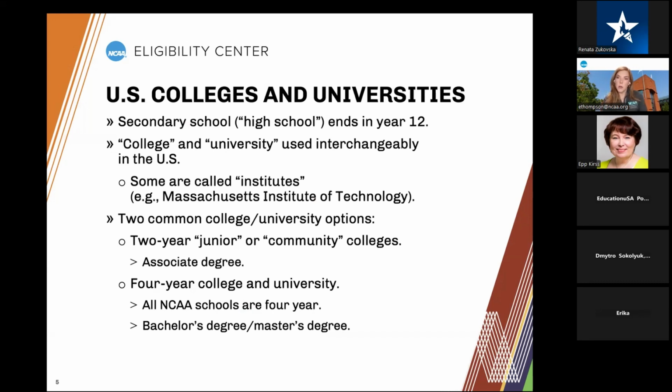We also have other common pathways to achieve a college or university degree, which is referred to as a bachelor's degree in the United States. Those are two-year schools, which are called junior colleges or community colleges, and they offer an associate's degree. Some students choose to start at those schools and then, after earning their associate's degree, transfer into a four-year college or university, where they could go on to achieve a bachelor's degree and even potentially move forward into further degrees such as a master's degree or a doctorate degree. But it's important to note that all NCAA schools are four-year colleges or universities that offer those bachelor's degrees. So community colleges and junior colleges are not a part of the NCAA system.